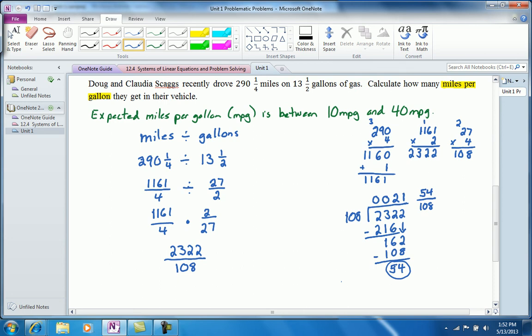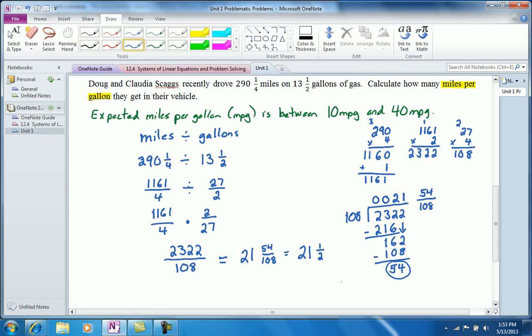Coming back over here to my problem, I have just established that 2,322 over 108 converts to a mixed number of 21 and 54 over 108. If I just focus on the 54 over 108, I notice that it can be reduced. There are common factors, and the 54 over 108 actually reduces to 1/2. So my fully simplified answer is 21 and 1/2.